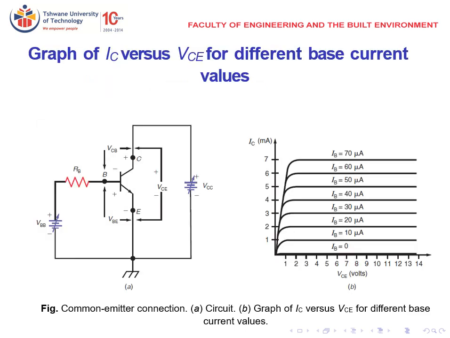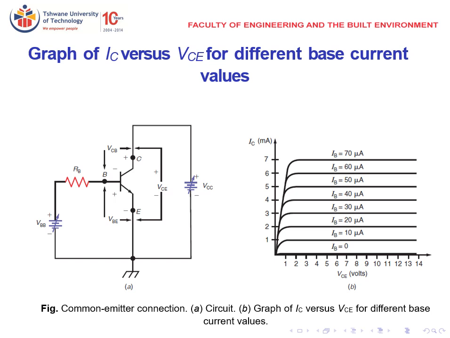Okay, here we have a common emitter connection. A shows the circuit. So in this circuit, your emitter is common to both VBB and VCC. And then B shows the graph of IC versus VCE for different base current values. So you have where your base current is equal to 0. When your base current is equal to 0, IC would also be equal to 0, no matter what the value of VCE. So this one is called the cutoff region.